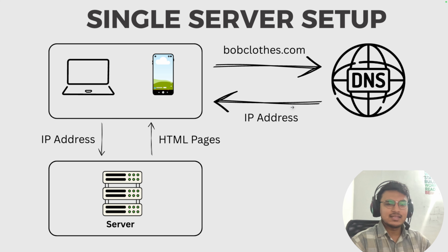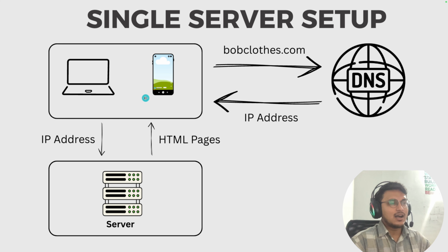DNS stands for domain name system. Its job is to translate human-friendly names like google.com into machine-friendly IP addresses, like 142 point something, because your browser and computers don't actually understand google.com since it's in English. They need something in numbers, an IP, to connect to the server. Without DNS, we would be typing numbers into the address bar. Either you can type the IP address or you can type bobcloths.com. Both are the same, but generally we don't do that.